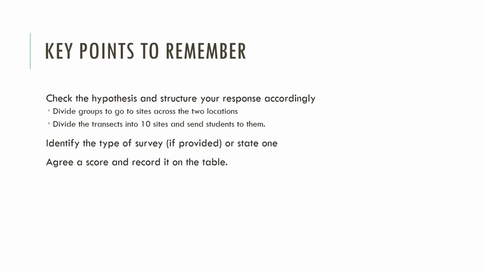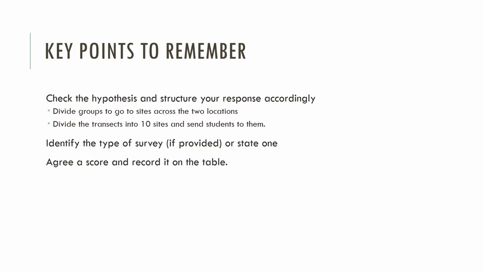So the key points to remember when you are writing a data collection response using an environmental survey. Check the hypothesis and structure your response accordingly. You either divide the groups to go to sites across 2 locations, or you divide the transects into 10 sites and send students to them.